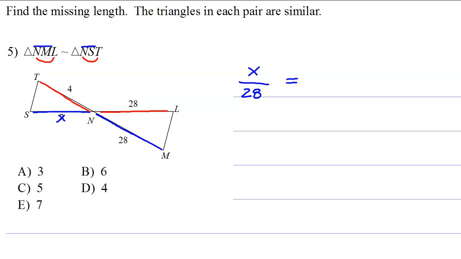So that would be a 4 and a 28. And there's a couple ways to do this. Right now I can kind of see that this got multiplied by 7, so this needs to get multiplied by 7. So the answer is going to be 4.